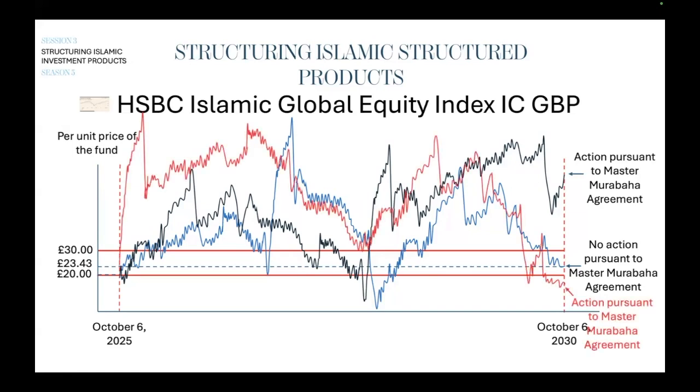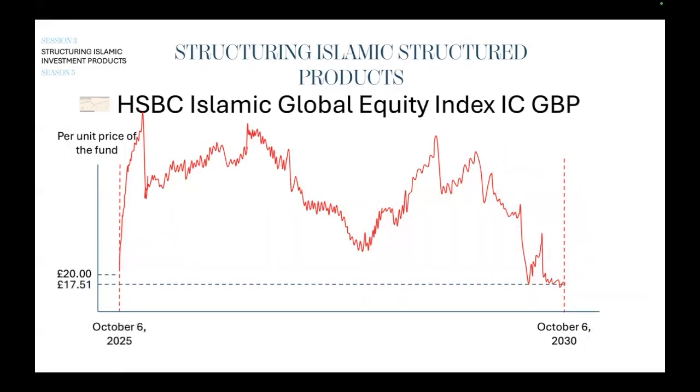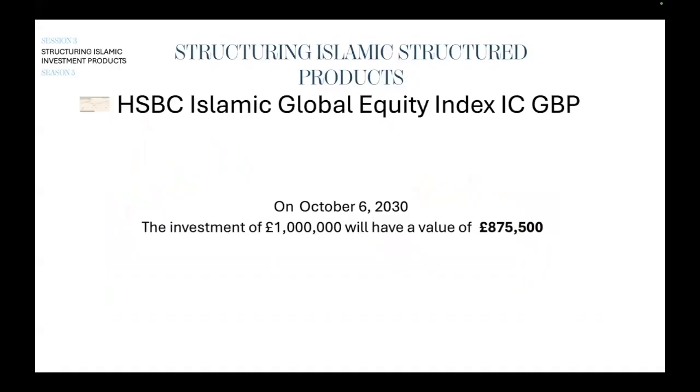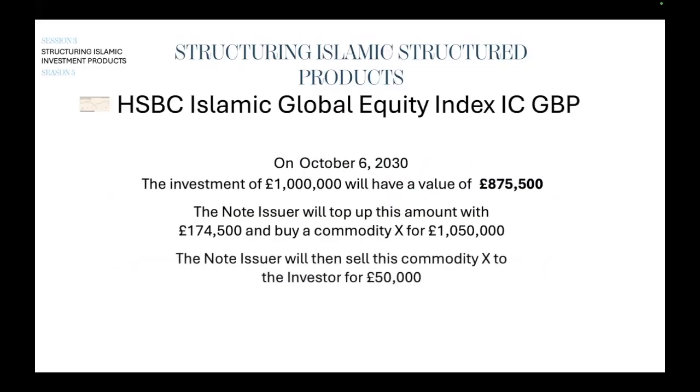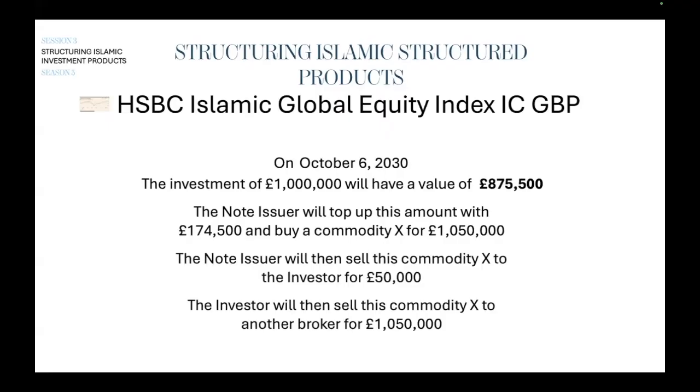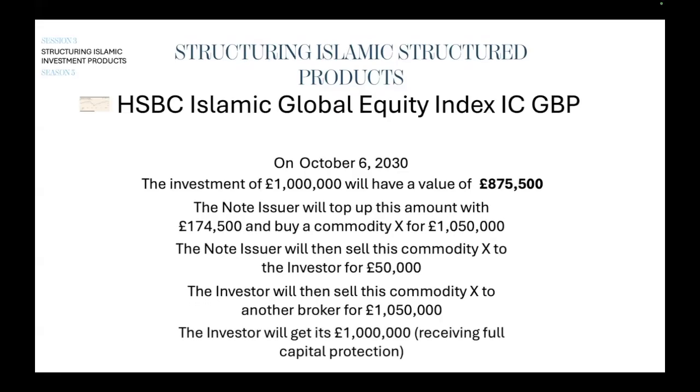If we have the third scenario, this red line, when the performance is below the capital protection point, then what would happen? Again, an action pursuant to the master murabaha agreement would take place. On October the 6th, 2030, the investment of 1 million will have a value of only 875,500. The note issuer will top up this amount with 174,500 from its own pocket and buy a commodity X for 1,050,000. The note issuer will then sell this commodity X to the investor for 1,050,000. The investor will then sell this commodity X to another broker for 1,050,000. And the end result would be the investor will get its 1 million back, i.e. receiving full capital protection.